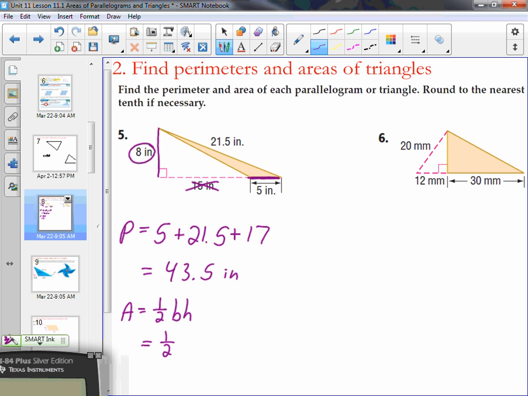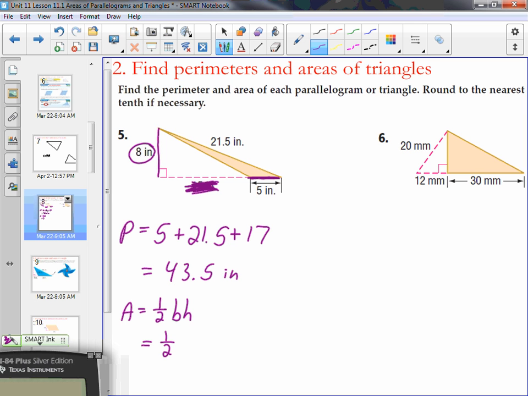The 15 has nothing to do with the base. The only reason they told us that 15 was so that we could figure out the missing length to get the perimeter. That's the only reason they told us that. Okay? Now, this is important because you'll miss it on the quiz if you're not careful. The 15 is not the length of the base. You with me? The base is always one of the sides. Always, always, always. I don't care what kind of figure you're talking about. So that couldn't have been the length of the base. It must be the 5.